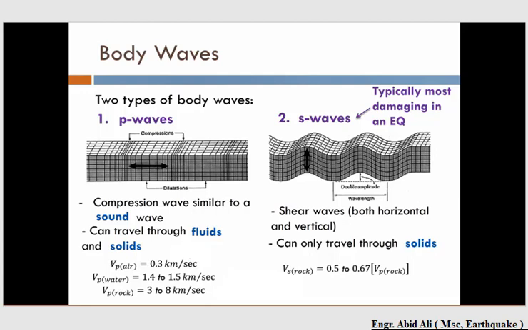The second type of wave is called S waves. The S wave is like a shear wave. So instead of a compression wave, this is a wave of shear stresses traveling through a material, and they can be stresses in both the horizontal and vertical direction. Now because it's a shear wave, it can only travel through solids.